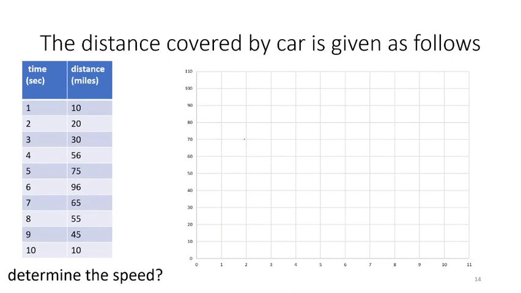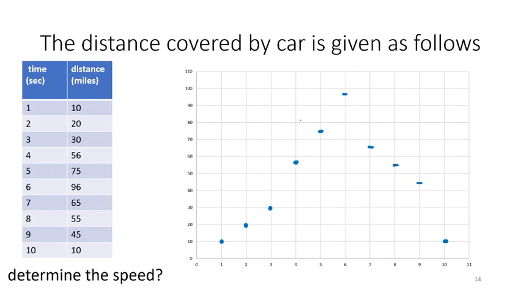Another case is that the distance can be variable. For example, at the first second it is 10, then 20, then 30, then 56, and then we have 75, and then we have 96, and then 65, then 55, 45, and then we have 10.